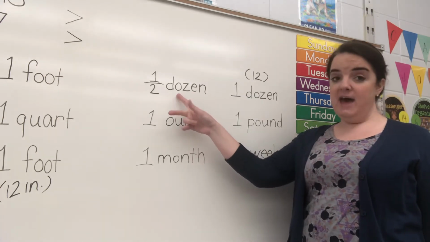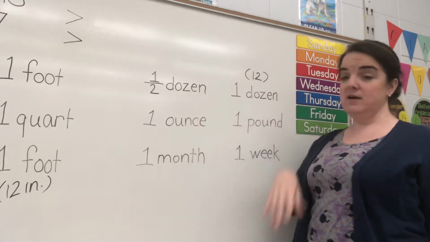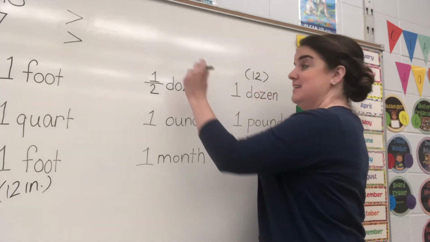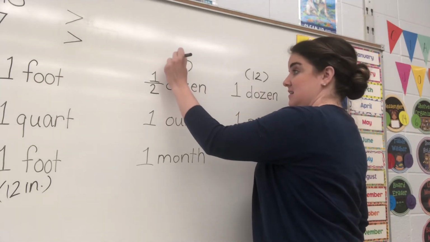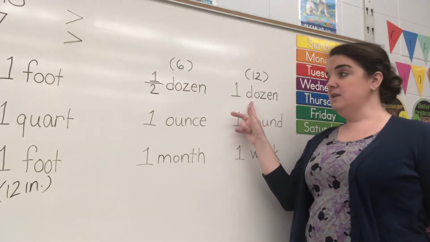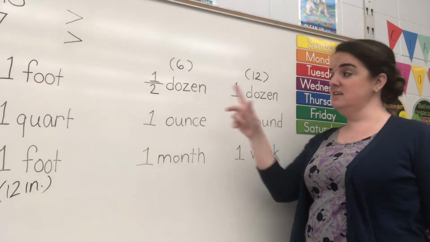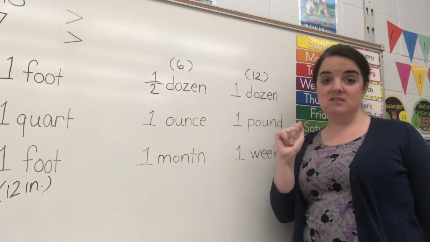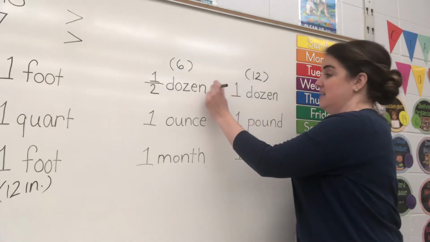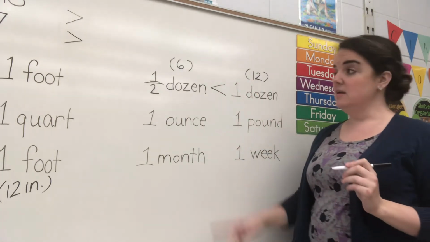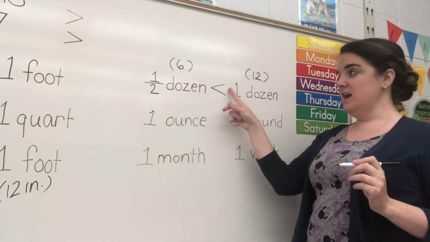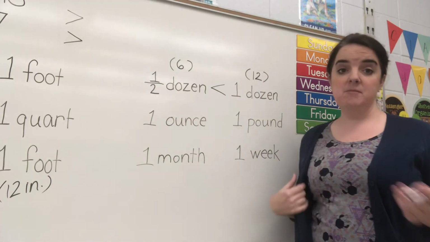Now, half a dozen. So half of 12. What is half of 12? The correct answer is 6. So, is half a dozen greater than 1 dozen, or is half a dozen less than 1 dozen? And the correct answer is half a dozen is less than 1 dozen, because this is 6, this is 12. See, the bigger side is pointing towards the bigger amount.